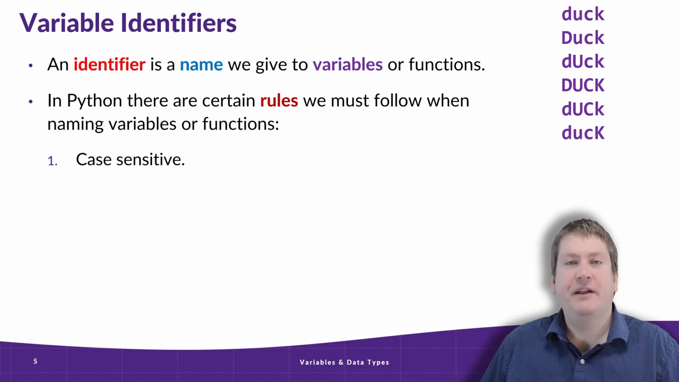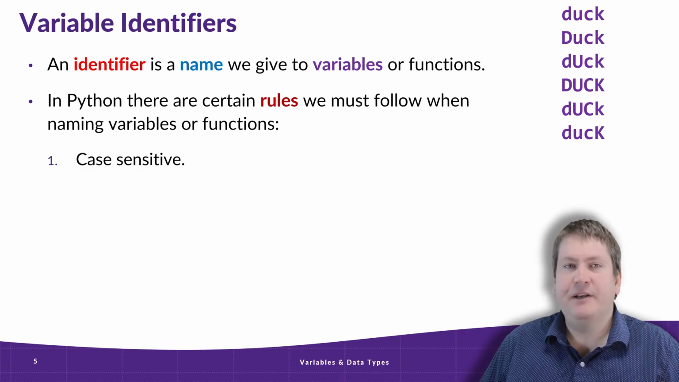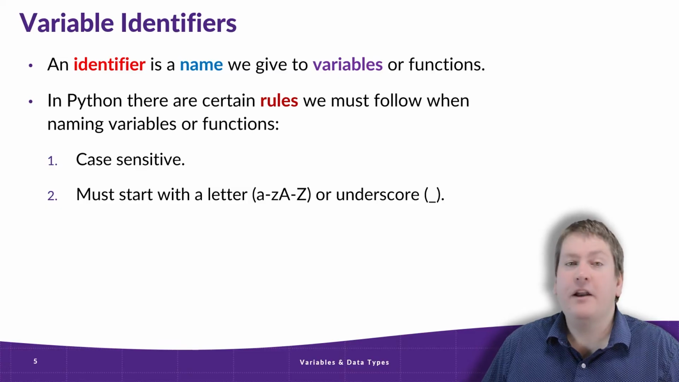Using incorrect capitalization is a common error new programmers make, and it can be tricky to debug at first. So I recommend not having variables with the same spelling, but different capitalizations in your program. The next rule is that all identifiers must start with either a letter or an underscore character. This means that you're not allowed to have variable names that start with a number, for example.